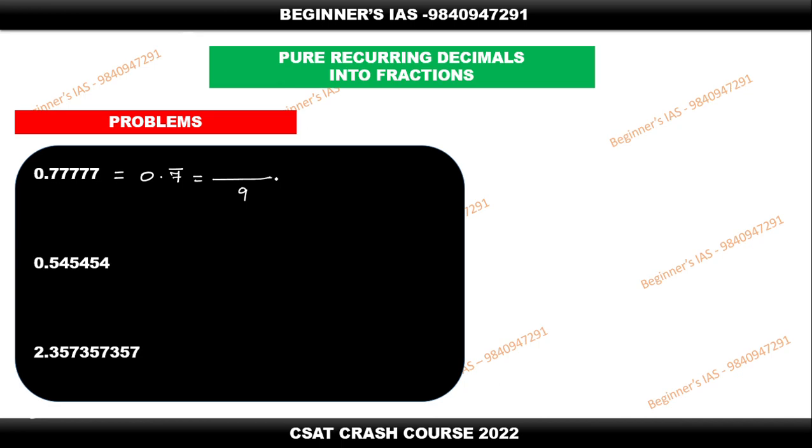Then in the numerator what you need to do is write the total number minus the non-recurring number. You need to be very careful here. Now the total number is 7, the non-recurring number is 0, therefore 7 by 9. So this is the answer for this question.